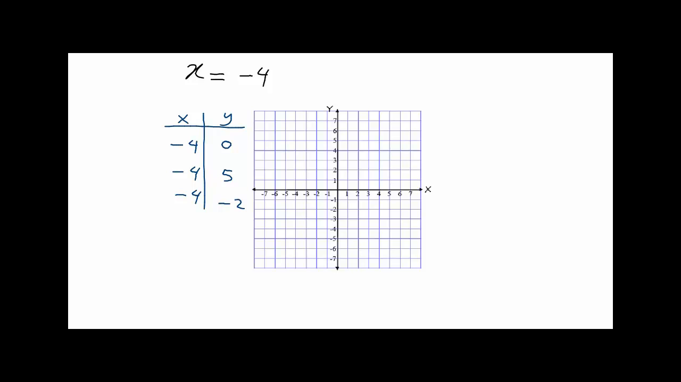And this means that we have a vertical line, because we have x negative 4 and y 0, x negative 4 and y 5, x negative 4 and y negative 2. This means that we have this line which passes through these 3 points, and this is a vertical line.